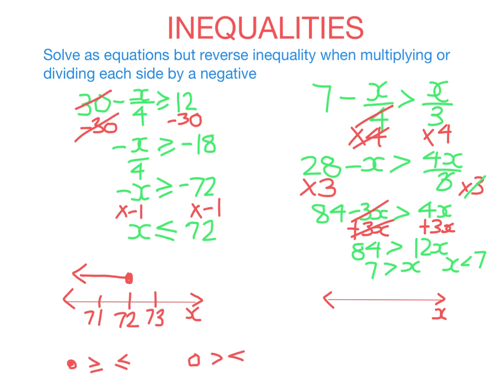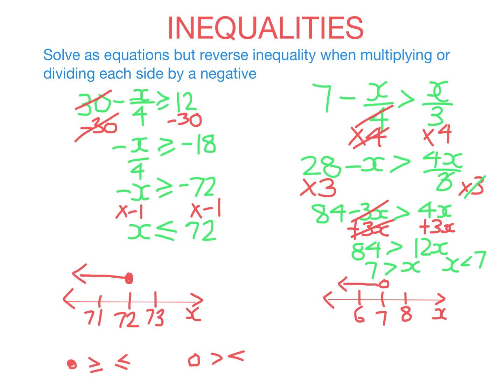So to graph this on a number line, I'm going to put 7 in the middle. Numbers get larger to the right, smaller to the left. Now this time I have a strict inequality. It's just a less than, not a less than or equal to. So I use an open circle over 7. Once again, I'm going to point to the numbers less than 7. That is my answer done.